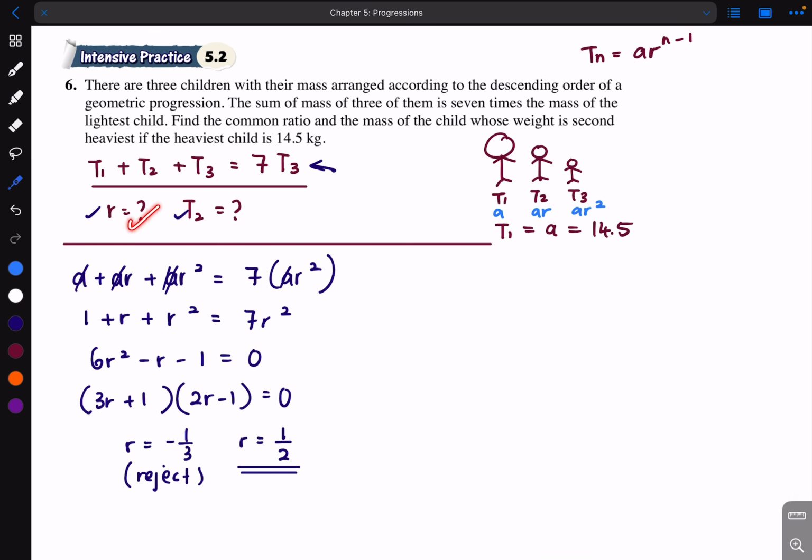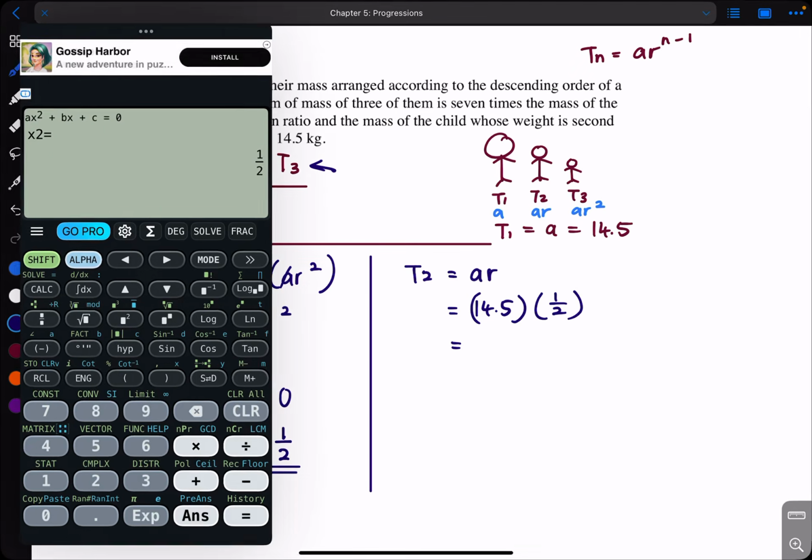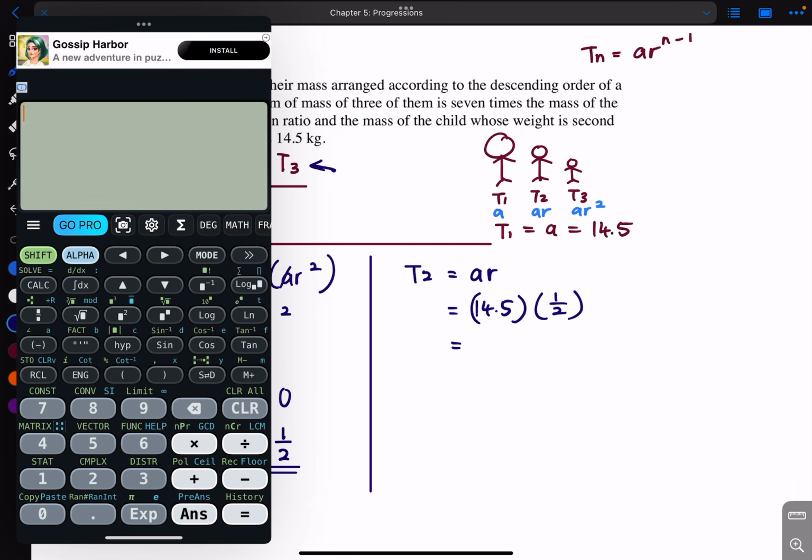Now we need to find T2. If you have R already, T2 is easy to find. T2 is just A times R. A is 14.5, R is 1 over 2. So 14.5 times 1 over 2 is 7.25.